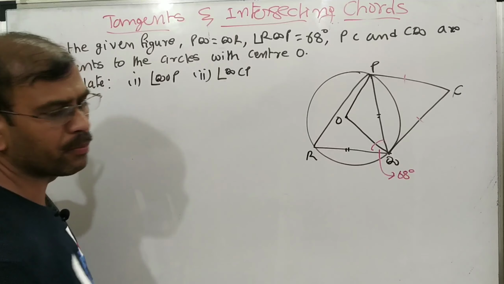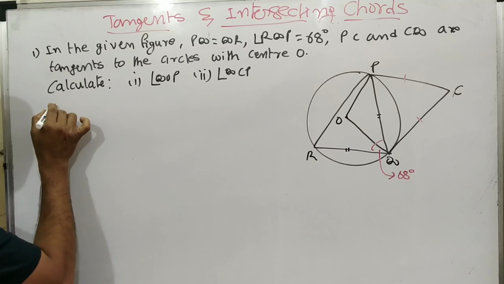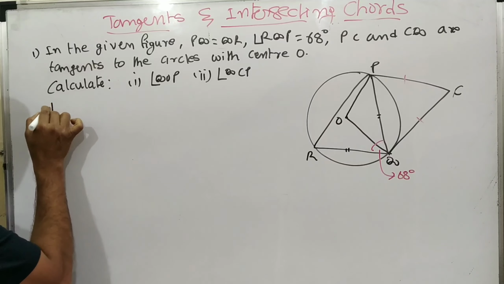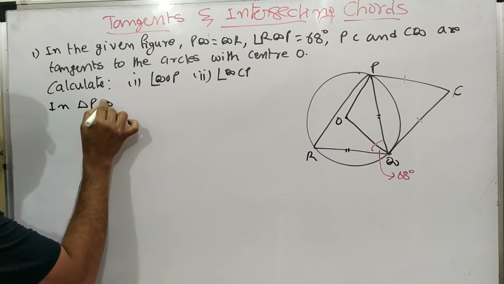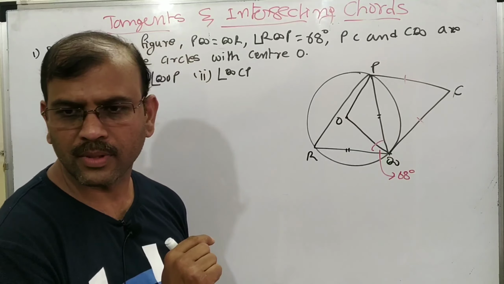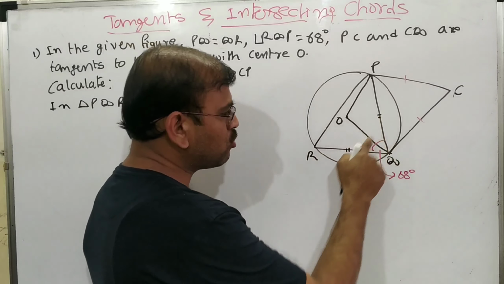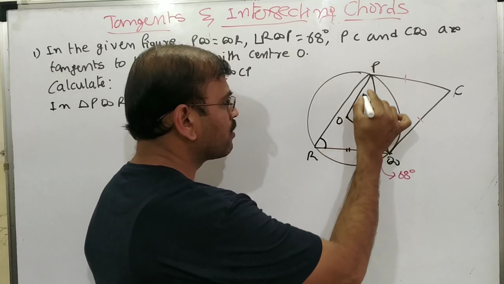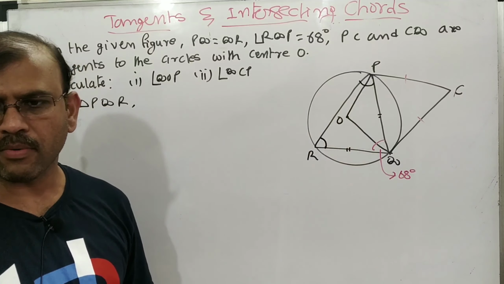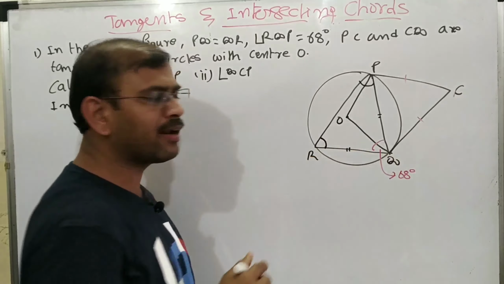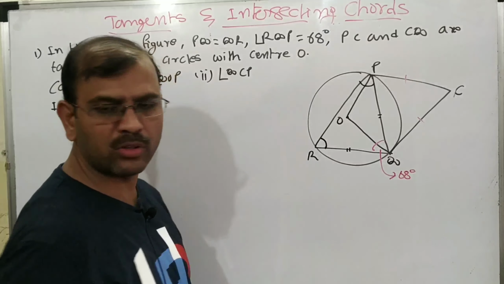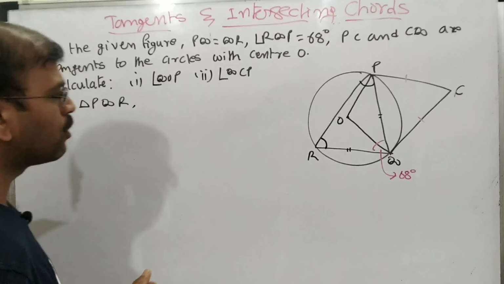We need to find the QOP. So now I will take the triangle PQR. In triangle PQR, now look carefully. These two sides are equal. When these two sides are equal, opposite to them the angles should be the same, because PQR is an isosceles triangle. Now the vertical angle is 68. Now we need to find both the base angles.